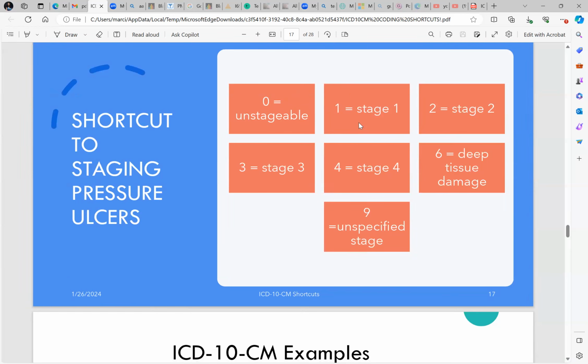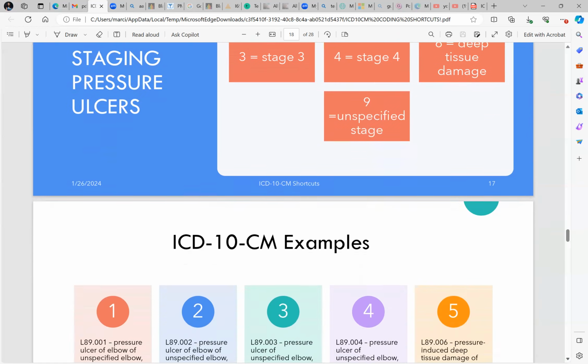0 is unstageable. 1, stage 1. Stage 2, 3, stage 3. Ends with a 4, stage 4. End with a 6, deep tissue damage. End with a 9, unspecified.